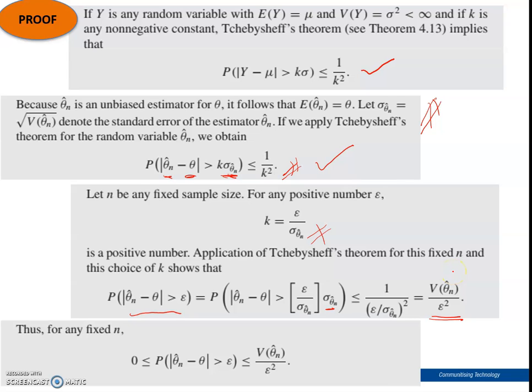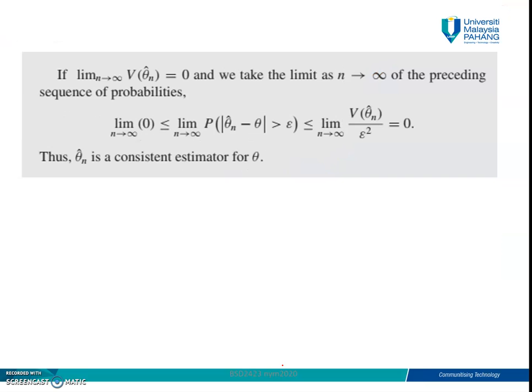Thus for any fixed n, this probability is between 0 and the variance of theta hat n over epsilon squared. If this variance approaches 0 as n goes to infinity, it will give you 0, and when we take the limit as n goes to infinity, the preceding sequence of probabilities will give you this result.